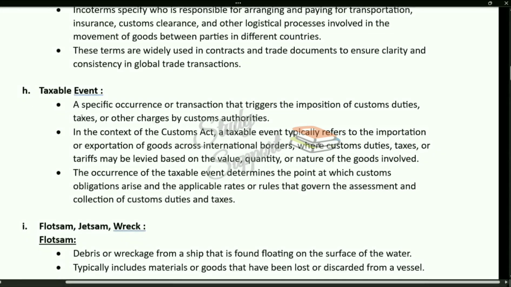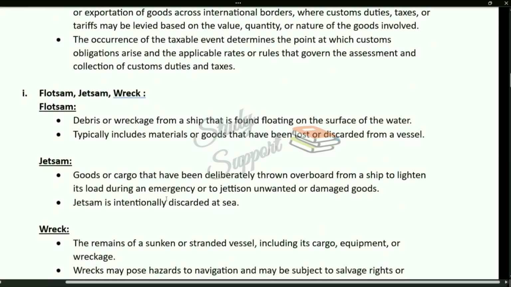H. Taxable event. A specific occurrence or transaction that triggers the imposition of customs duties, taxes, or other charges by customs authorities. In the context of the Customs Act, a taxable event typically refers to the importation or exportation of goods across international borders, where customs duties, taxes, or tariffs may be levied based on the value, quantity, or nature of the goods involved. The occurrence of the taxable event determines the point at which customs obligations arise and the applicable rates or rules that govern the assessment and collection of customs duties and taxes.